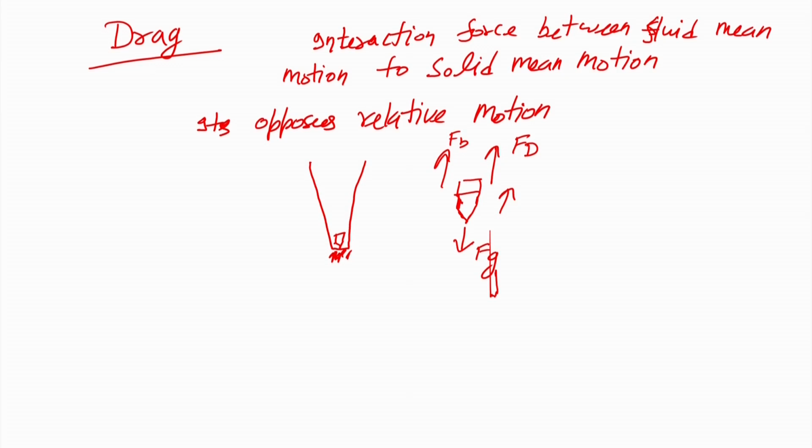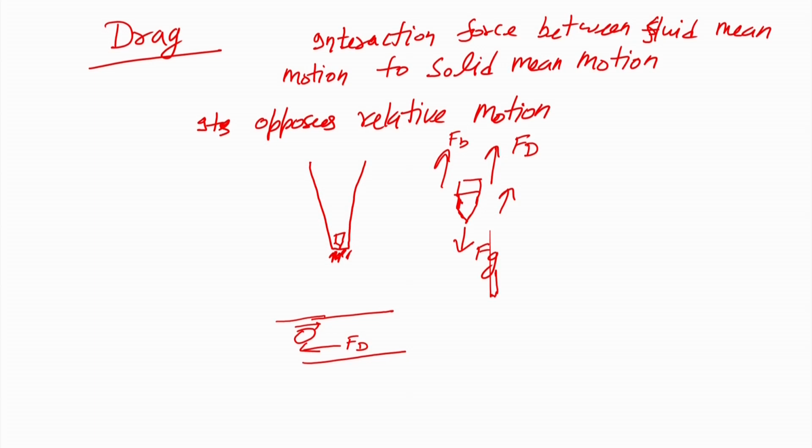Similarly, suppose an object is moving in a stationary fluid. Okay. So, what will happen? The object is moving in this direction. So, the relative motion of the object is in the direction of, say, x. So, the drag will be acting to oppose the direction.